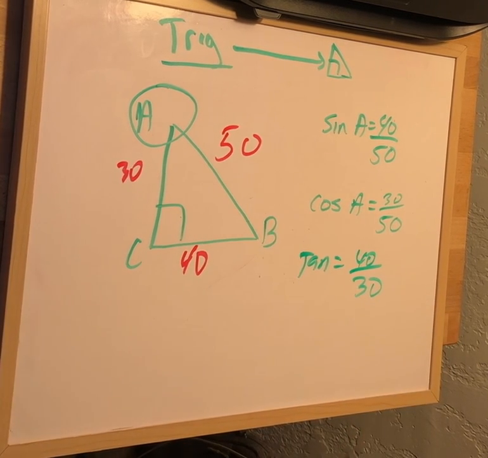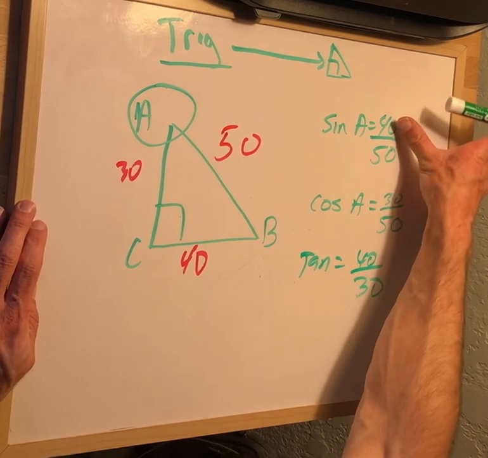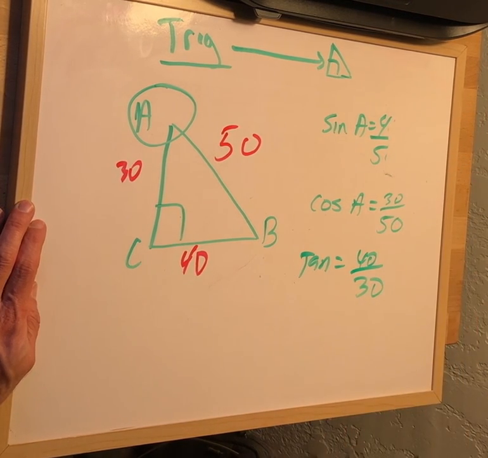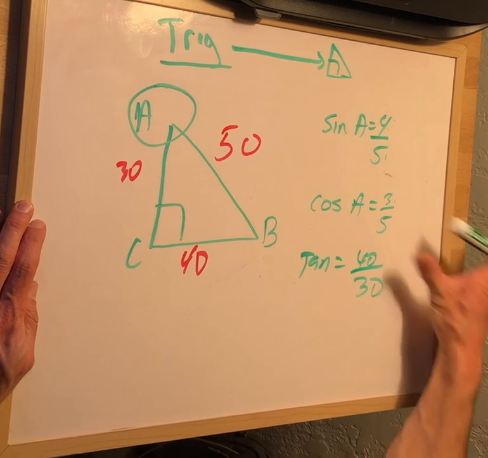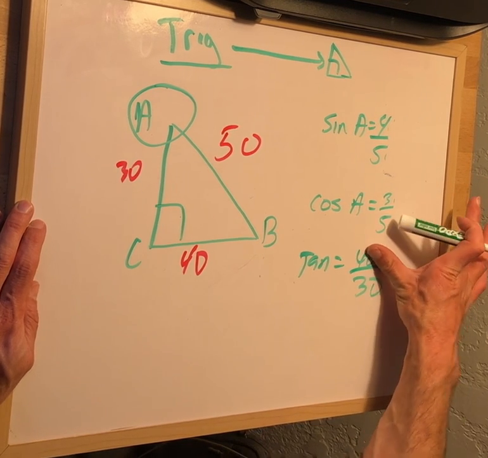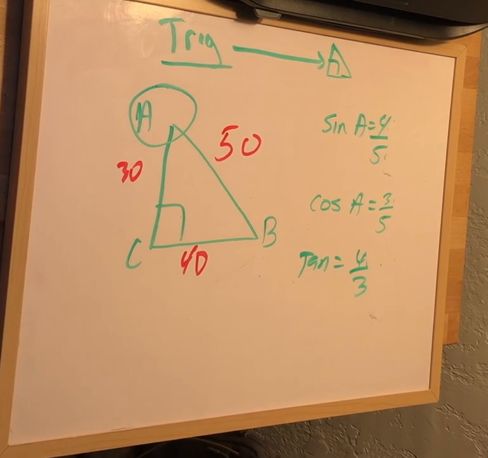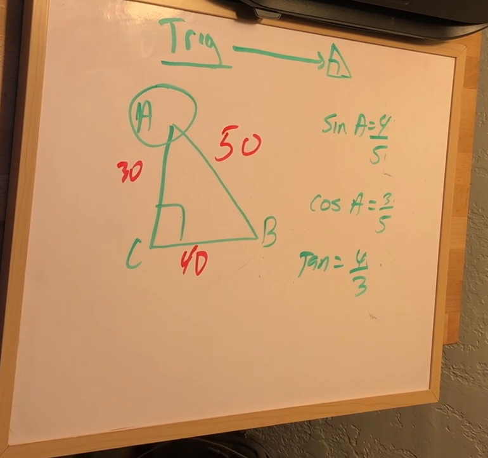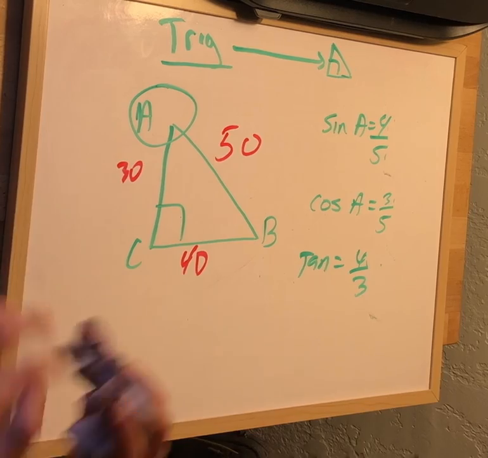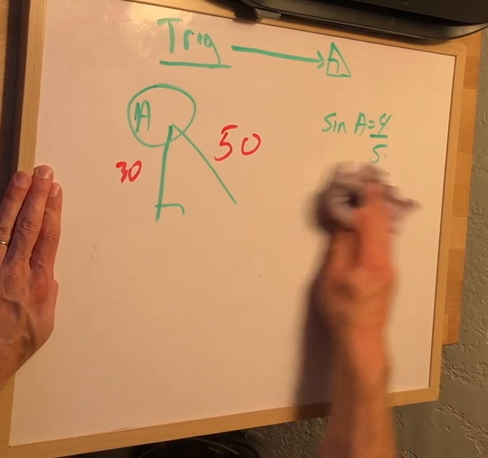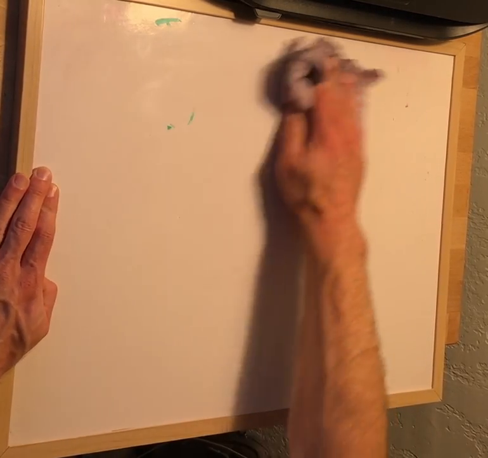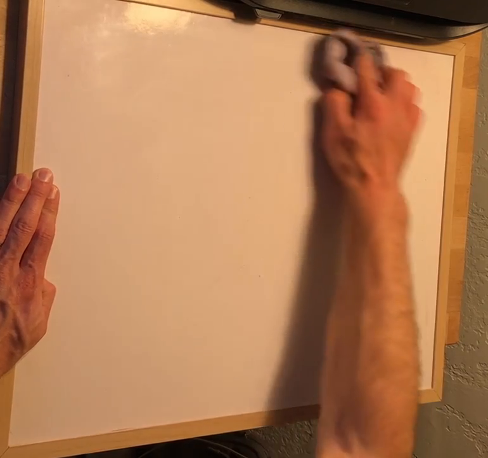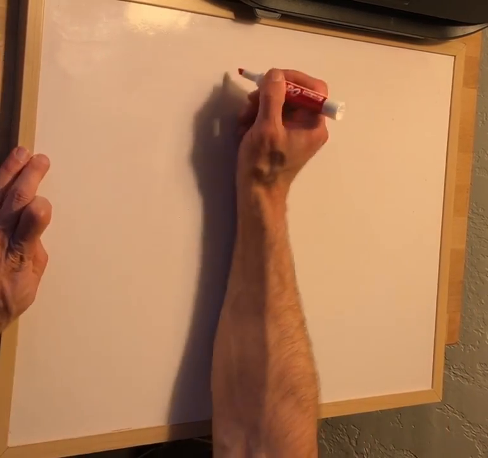And then on your notes, I underline, I say always reduce, meaning if you can, 40 over 50 becomes 4/5. 30 over 50 becomes 3/5. 40 over 30 becomes 4/3. And then there's your reduced fraction. Super simple. We are going to carry this concept now into trigonometry. But before I go into this, I have to go over something called rationalizing the denominator.